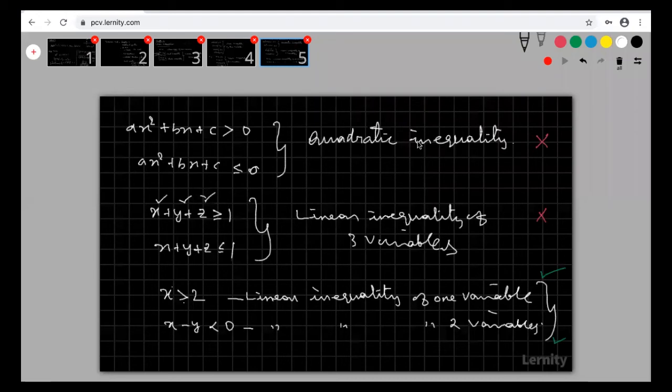Okay, for example, I am telling everything. We have x greater than 2, a linear inequality of one variable. Here two variables are involved, so it is a linear inequality of two variables. Here only one variable is involved, so it is a linear inequality of one variable. We are going to discuss these two things today.